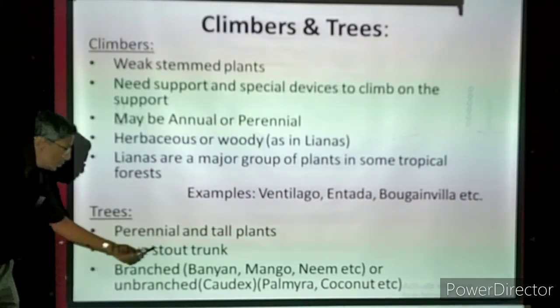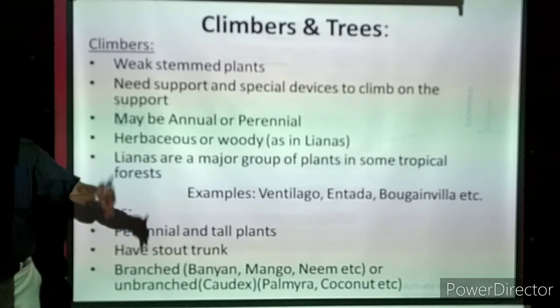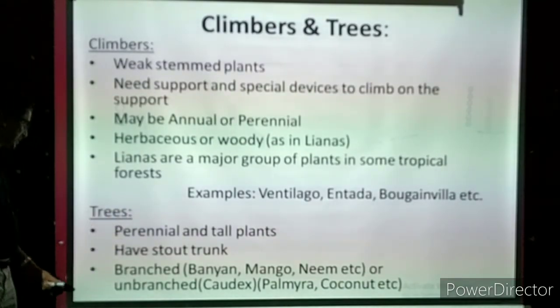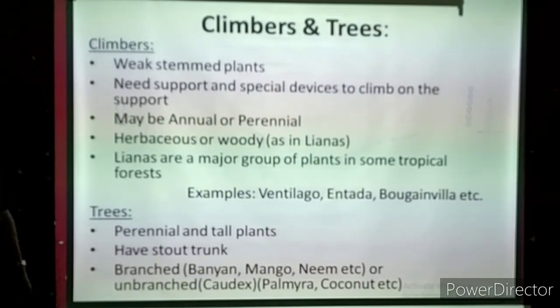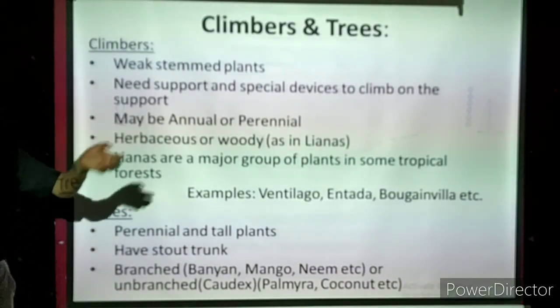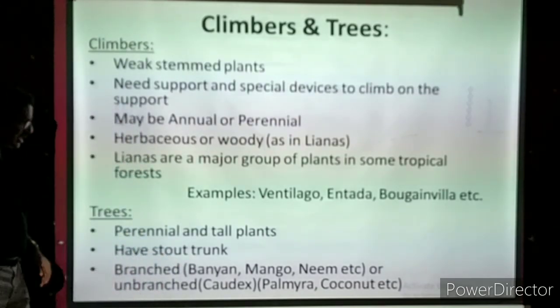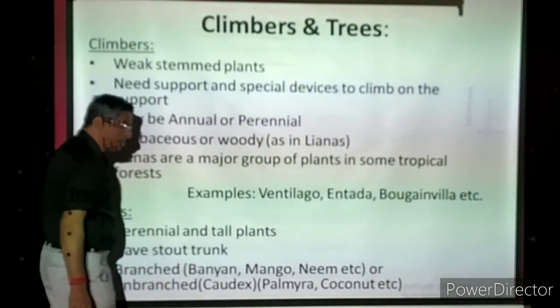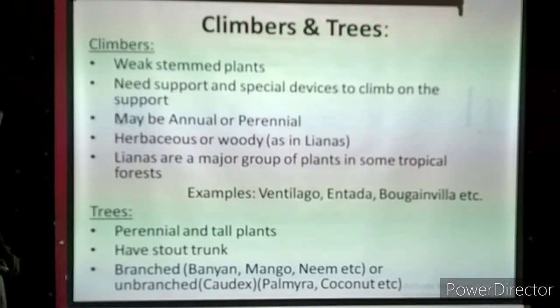They have a stout trunk. The base of the main stem will be very, very stout, bearing all the branches. It may be branched. The trunk bears several branches, like a banyan tree. Just now I told you. Next one is the mango tree. It also has several branches. Neem tree, etc. These all have a lot of branches.